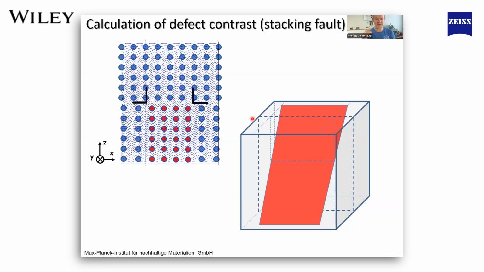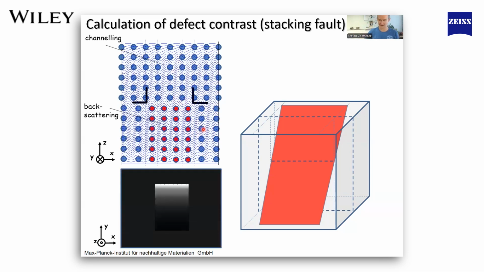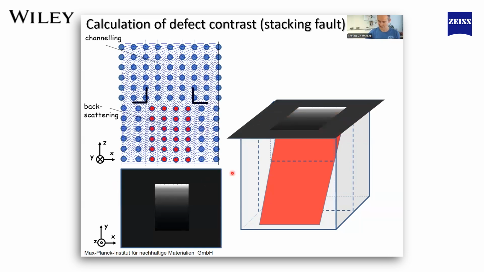And if we now place our electron wave onto it, which I showed you already before, and we place it such that we are in channeling conditions for the perfect crystal, then we are exactly in backscattering conditions for the crystal part below the stacking fault. So up here, channeling, down here, backscattering. And if we now calculate the total amount of backscattered intensity from this crystal, we obtain a picture which looks like that.